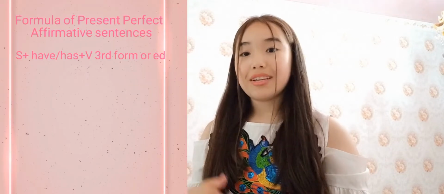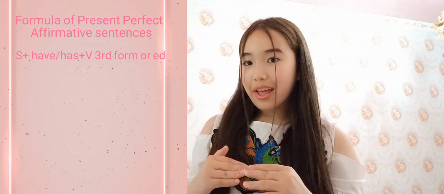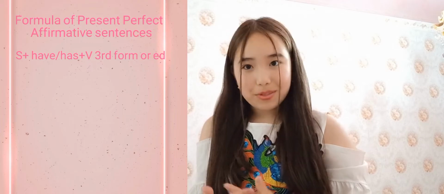So the action has started in the past and has finished in the present, but you also see the result. So let's go to the construction, how to construct present perfect. Let's get going. First, here's the formula. We use the subject, then have or has, then verb-ed or the third form.